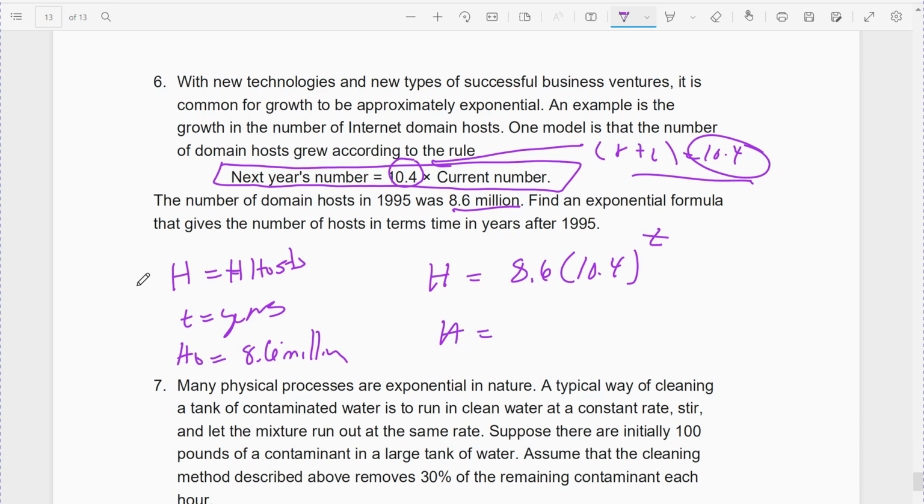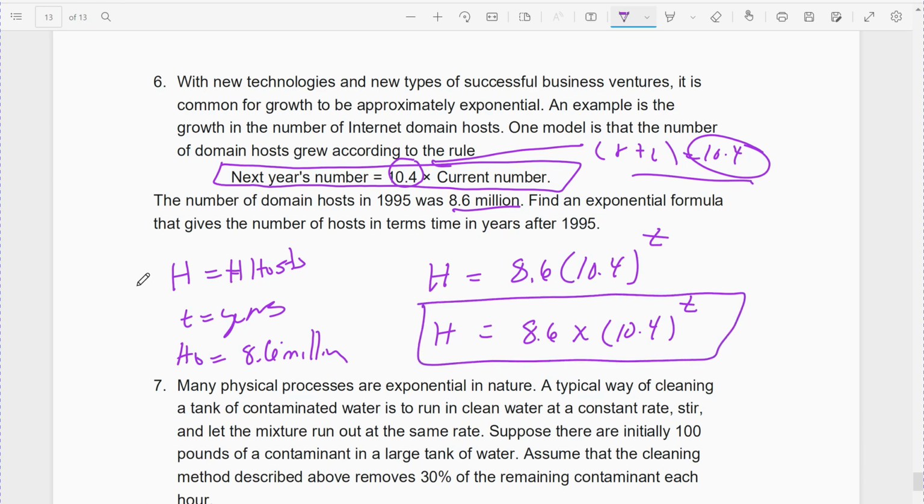In the homework, oftentimes this shows up, just so you're aware, as 8.6 times, with an x kind of symbol, 10.4 raised to the t. So that's the terminology and symbols that they use, and this would be the answer you're looking for. So initial value times 10.4 raised to the t, the number of years.